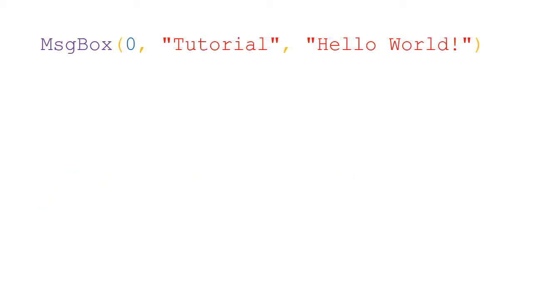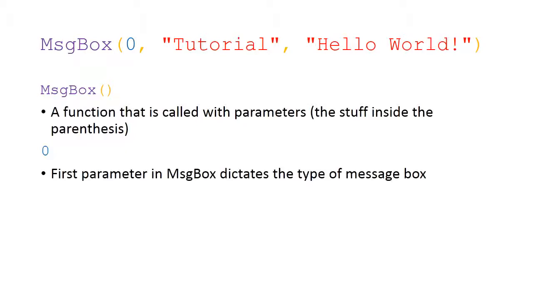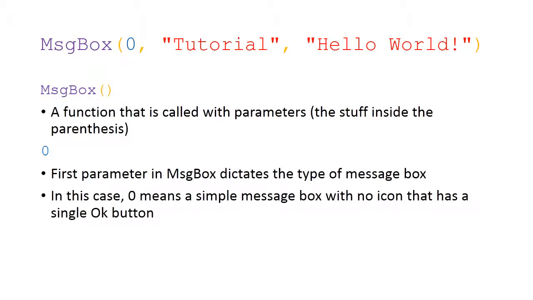An example. The default example program given in most classes is something as simple as Hello World. In our case, we have MessageBox, which is a function that is called with parameters. Now, I've used the default color coding that you would see in the SciTE integrated development environment. 0, the first parameter, just tells AutoIt what type of message box you want. In this case, 0 means a simple message box with no colored icon and a single OK button.